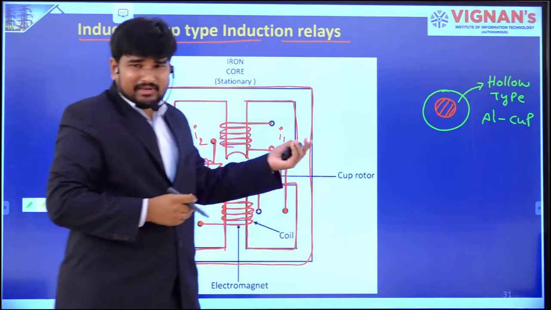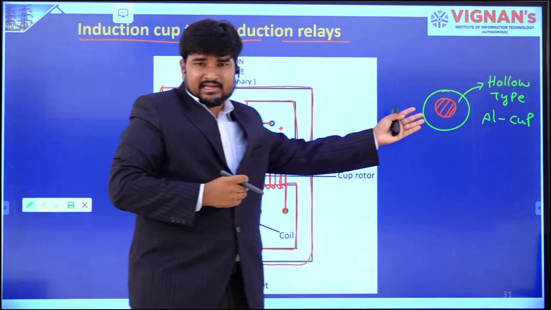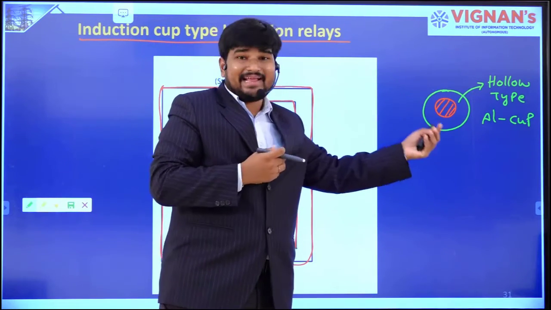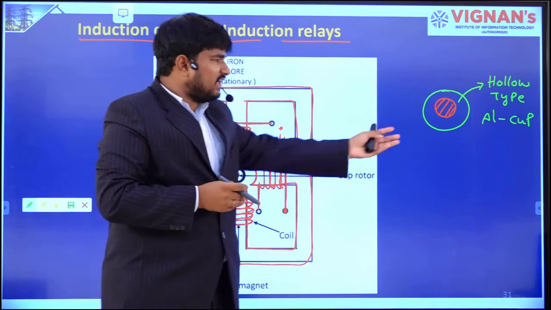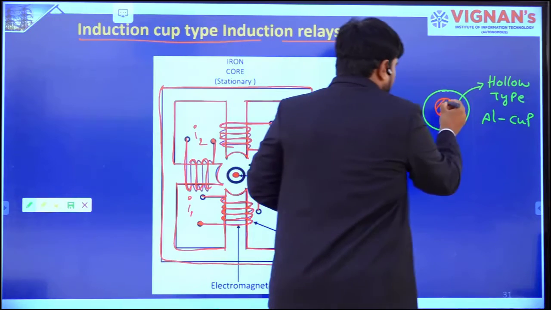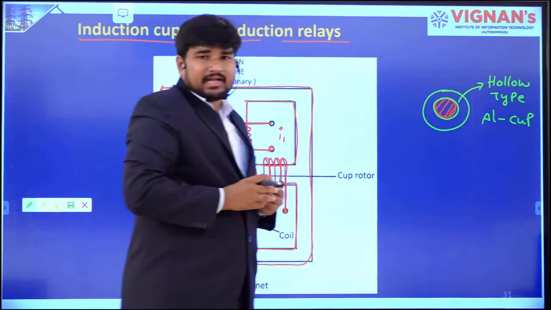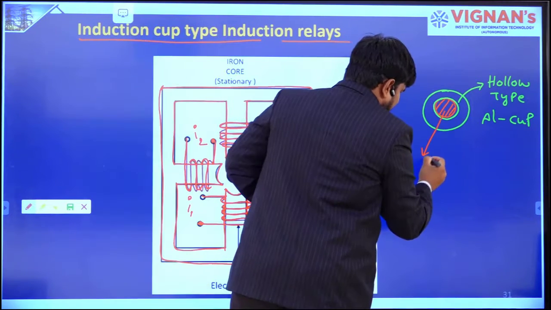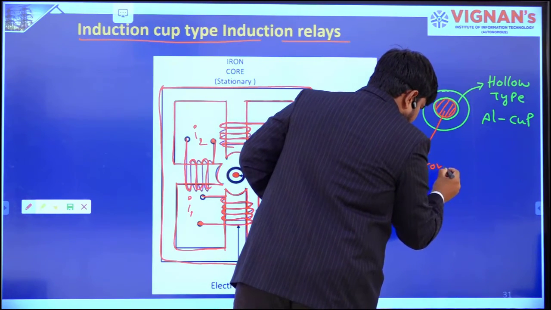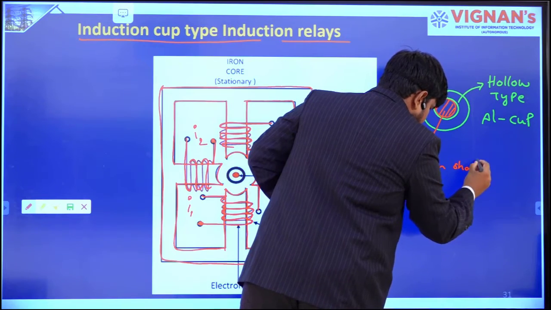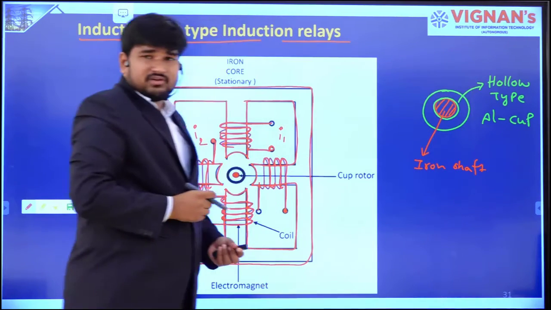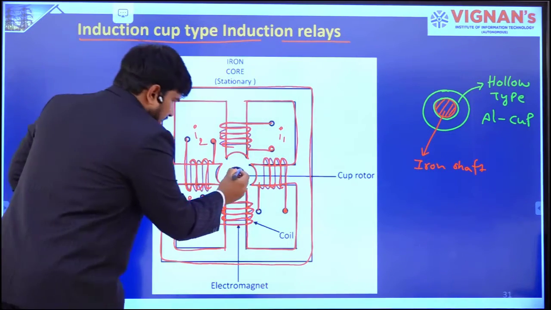Why are we taking aluminum? We have discussed, because of having less weight and high conductivity, right? So that's why I am taking a hollow type aluminum cup over the iron shaft. So this is the cup type rotor.